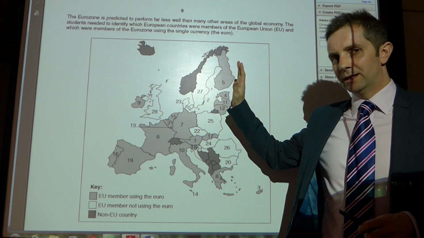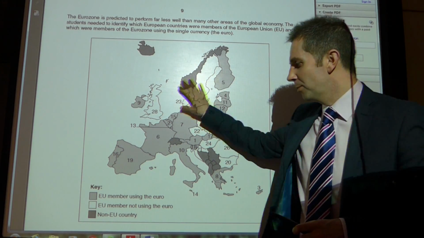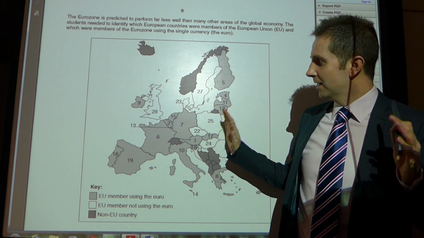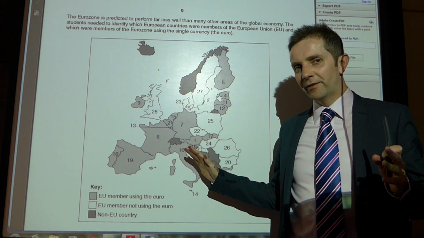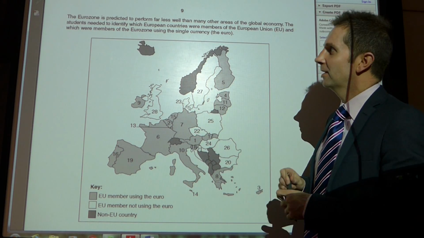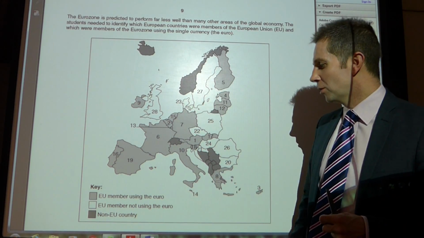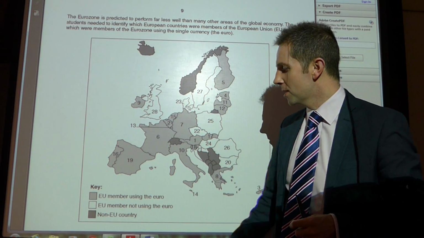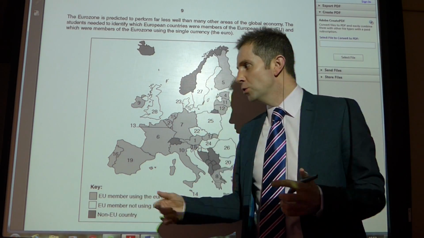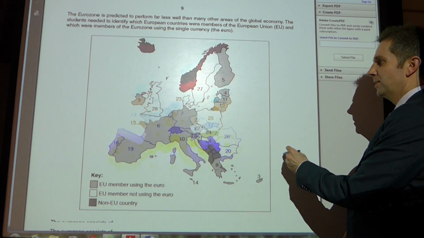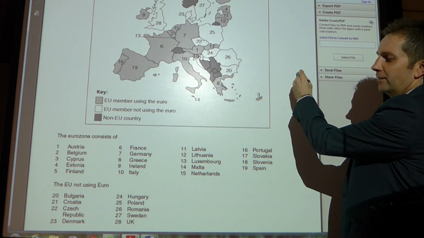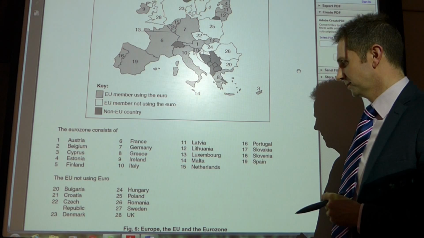We have a lot of data here on this map with regard to the European Union, obviously a very hot potato and a hot topic at the moment. We have EU members using the euro, EU members not using the euro, and the non-EU countries. And then listed beneath this table we have a list of all of those countries.